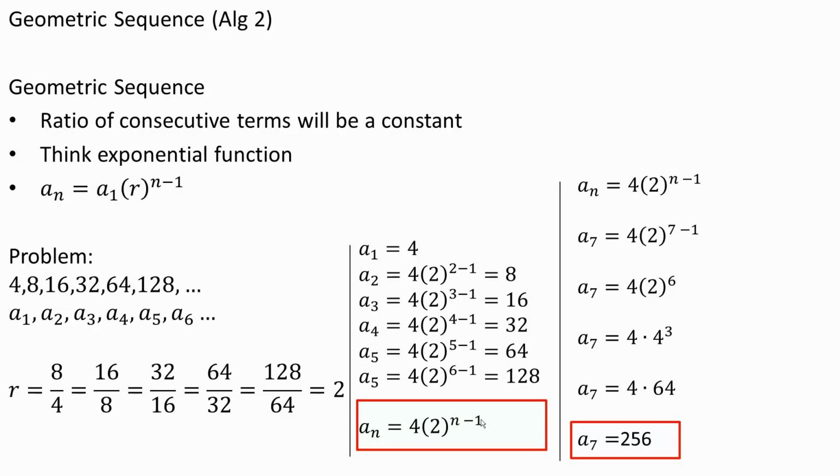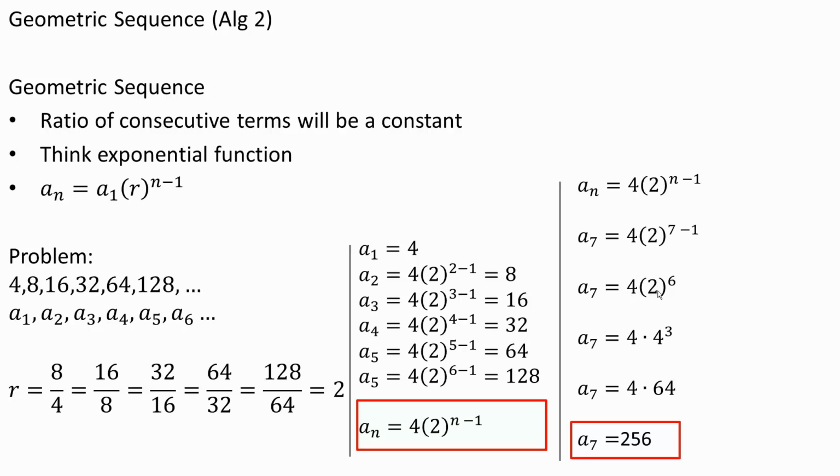We also want to determine a sub 7. And so I just use the formula. So a sub 7 is equal to 4 times parentheses 2 raised to 7 minus 1. So I get 2 raised to 6. Immediately I know 2 raised to 5 is 32. So 2 raised to 6 will be 2 times 32. So 64. So 64 times 4 is 256.